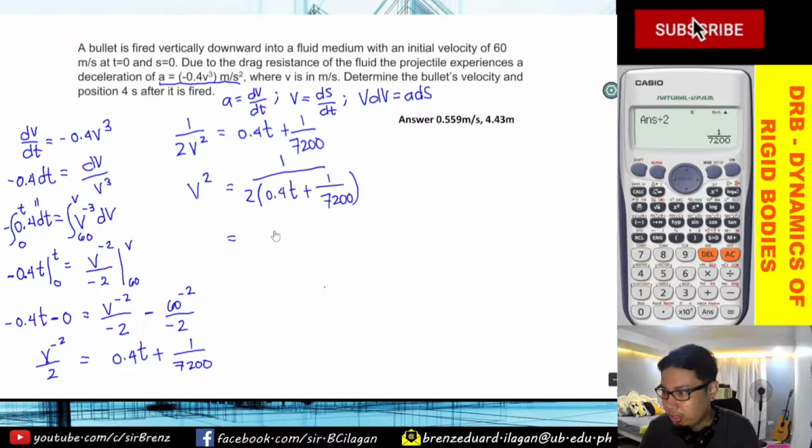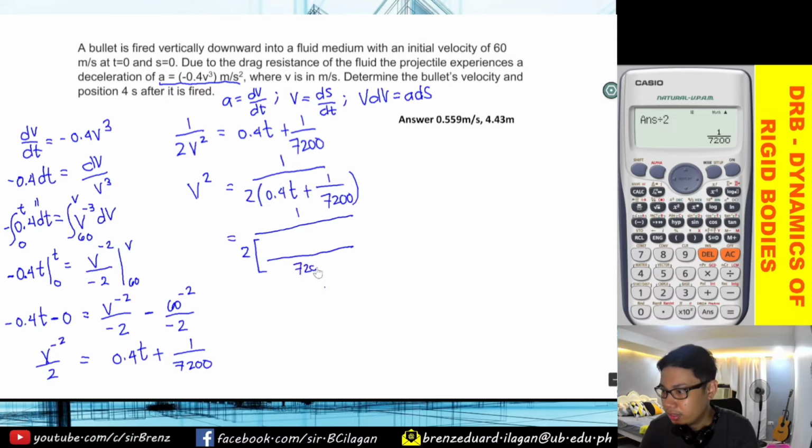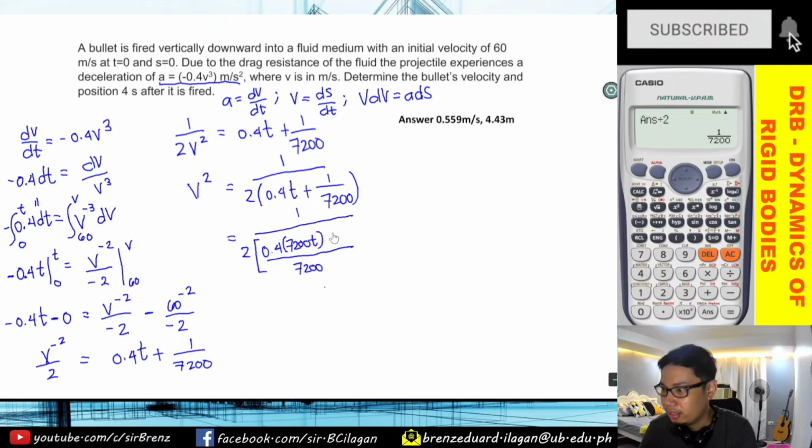So, ito magiging 1 over 2 and then multiply. So, common divisor na 7,200. So, ito multiply natin ng 7,200, so magiging t yan. And then, plus 1. Okay lang? Tapos, itataas natin yung 7,200.